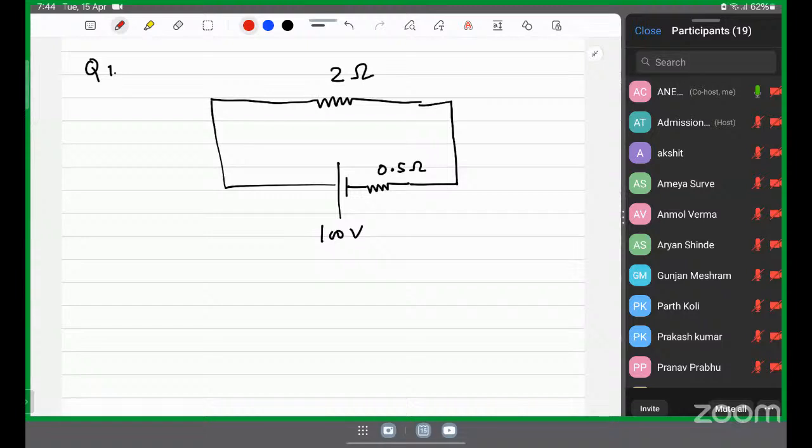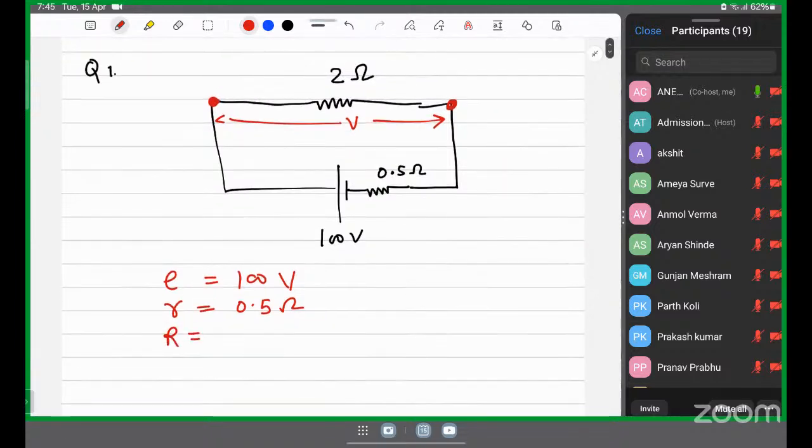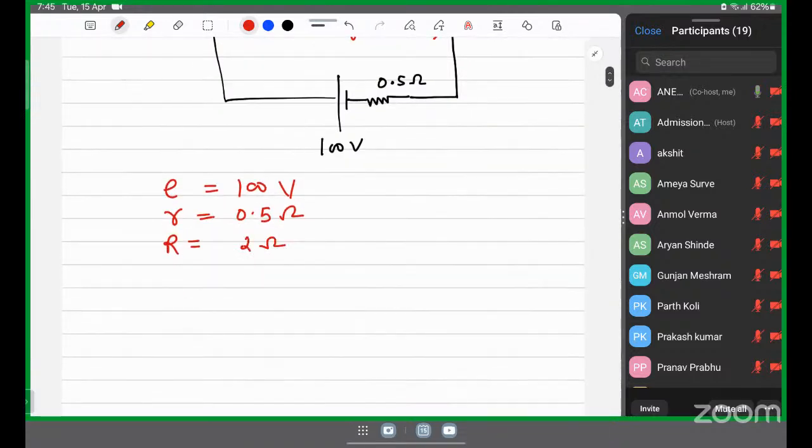So terminal potential is a potential which is obtained at the end points of the external circuit or external resistor. So we have to find out potential for 2 ohm resistor. EMF of the cell E is given to us 100 volt. Internal resistance is 0.5 ohm and external resistor R is 2 ohm. We have to find out the value of V.